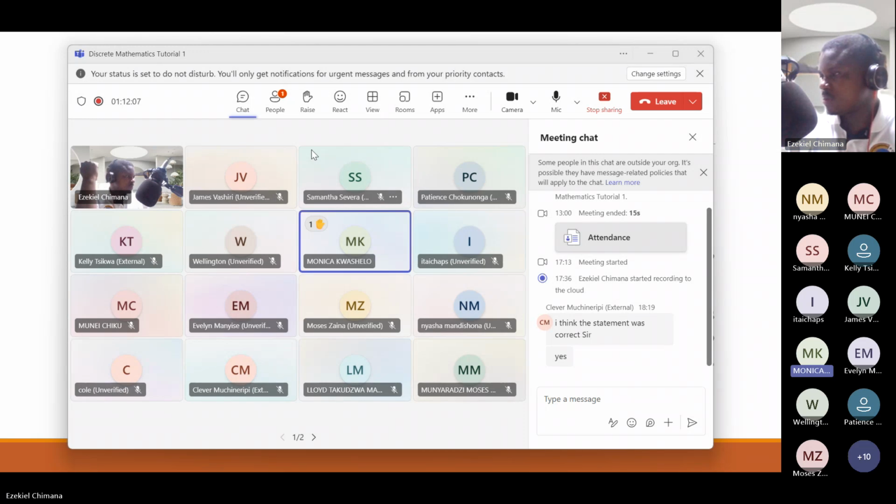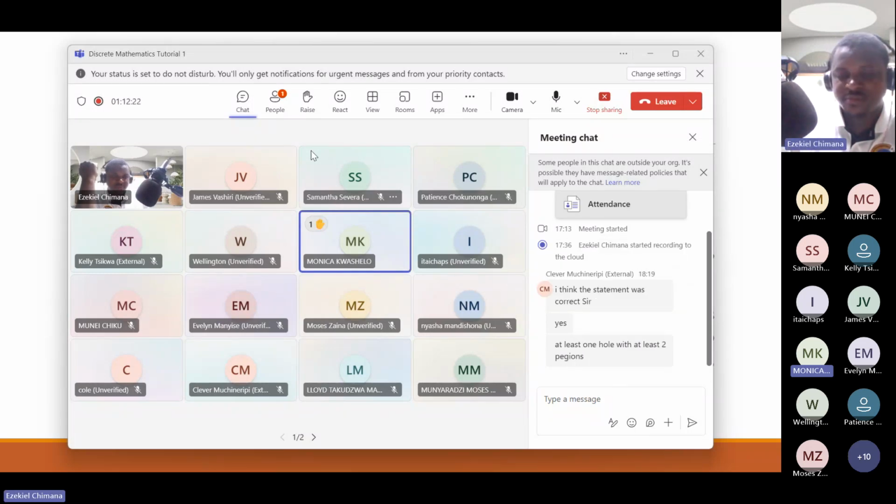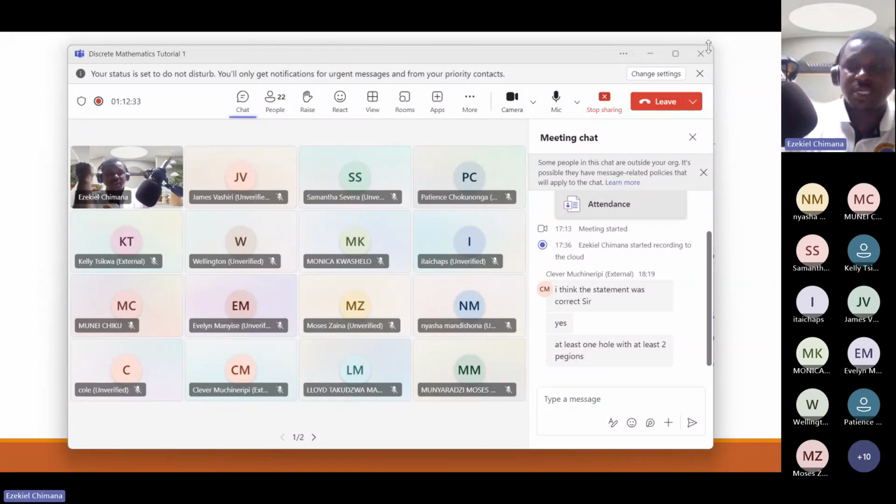Yes. All right. I think the statement was correct to say at least one container will contain 2 pigeons. One container containing 2 pigeons. So the statement was correct at first. Yeah, that's what I think. Okay, thank you. That's what I've corrected: at least 2, not at least 1. Thank you for that.